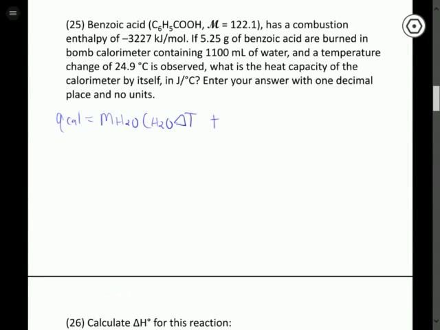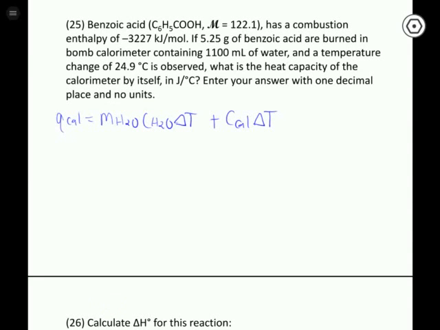But then we also have the calorimeter itself, all the other material that makes up the calorimeter. If you did this in the lab, it's probably like a coffee cup or a thermos, but they can obviously be more elaborate than that. So whatever other materials make up your calorimeter are also going to absorb some of the heat. So you have this overall heat capacity of the calorimeter by itself times delta T.